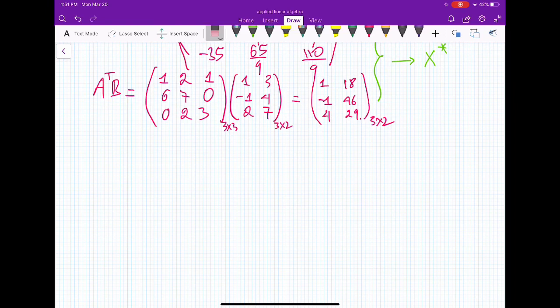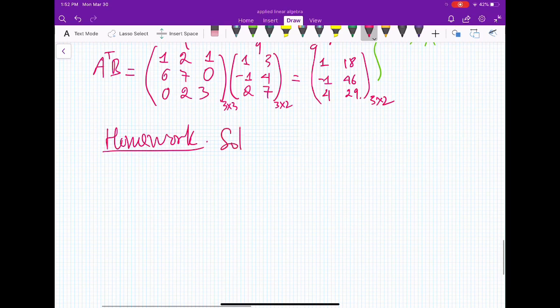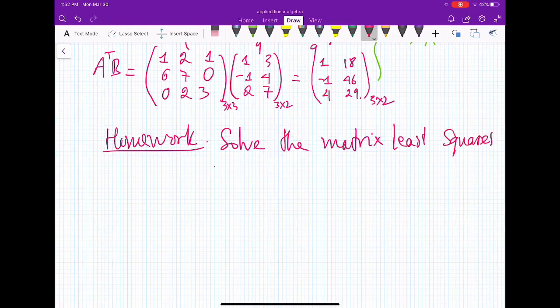All right. So as we have seen, the matrix least squares problem is not really far from the normal least squares problem. As a homework, I would like to suggest you solve the following problem. And please send it to me by the end of this week. So we need to solve the matrix least squares problem for the following matrices.